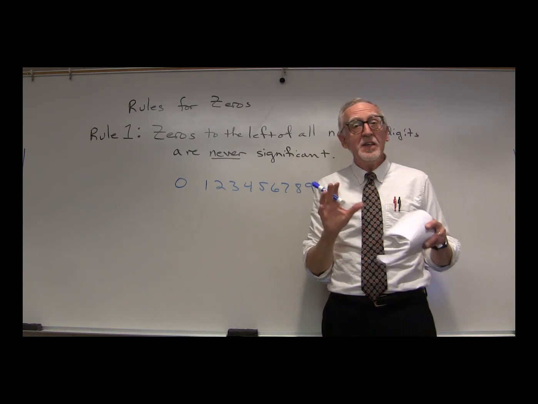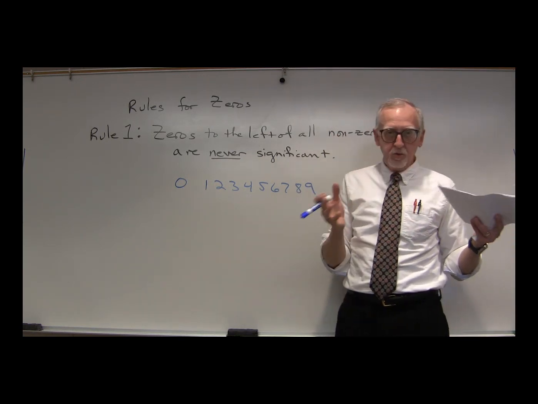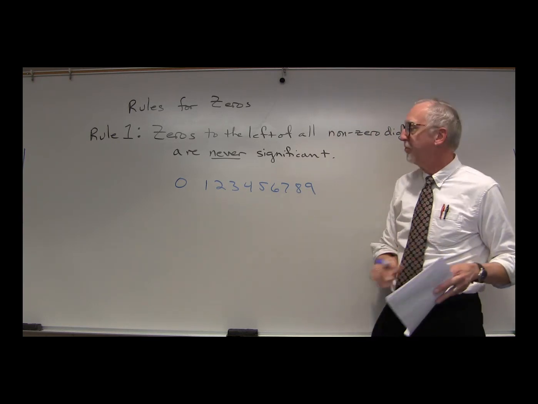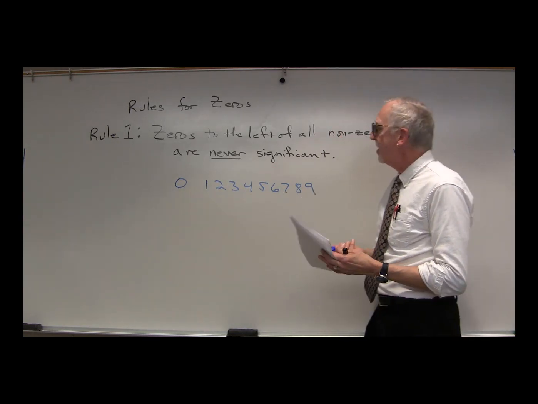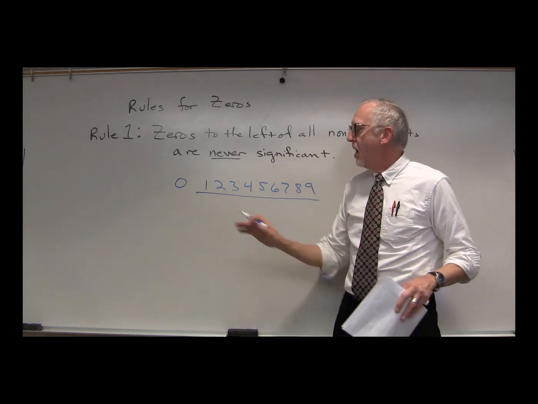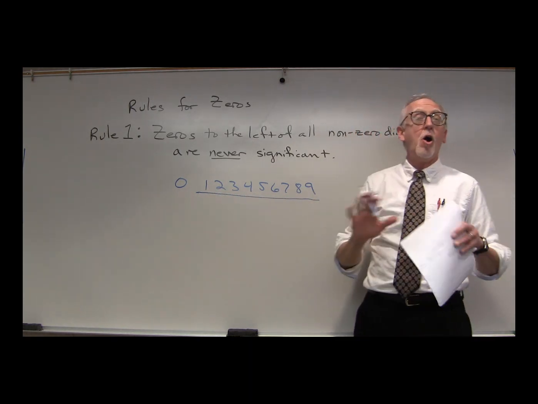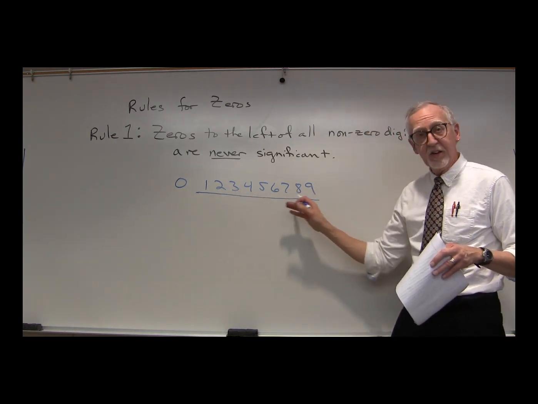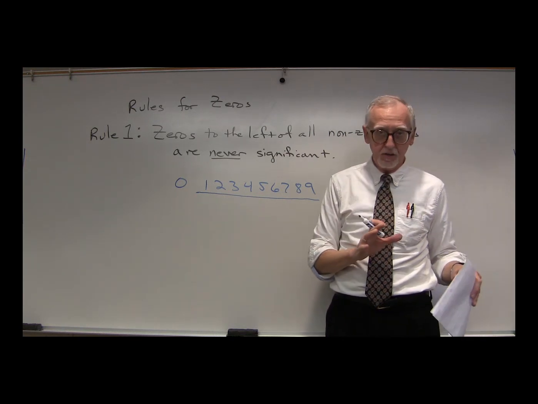We're going to break the digits that we use, the numbers that we use, 0, 1, 2, 3, 4, 5, 6, 7, 8, 9, into 2 separate groups. There's 0, and then there are the non-zero digits. Non-zero digits are always significant. Anytime you have a non-zero digit, 1, 2, 3, 4, 5, 6, 7, 8, 9, it is significant.